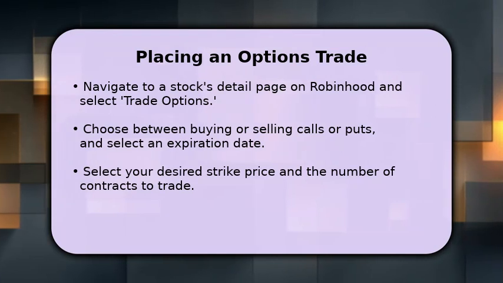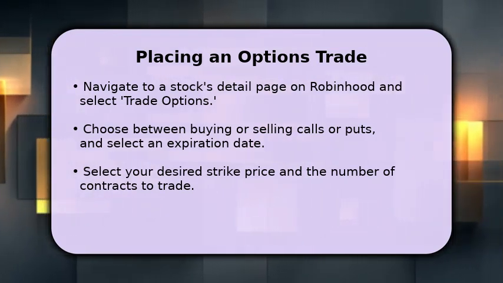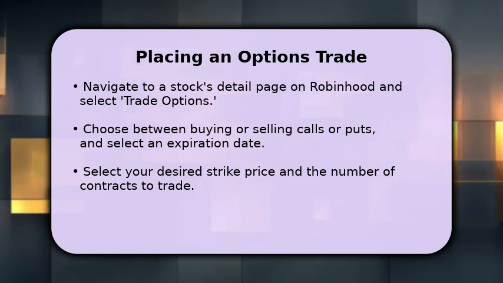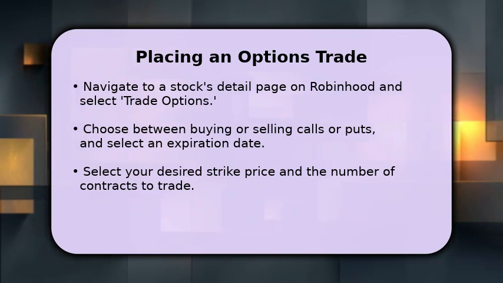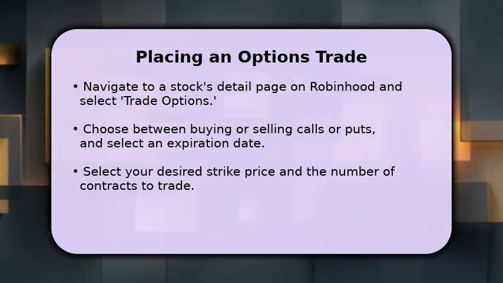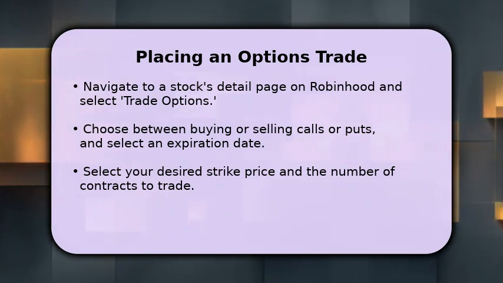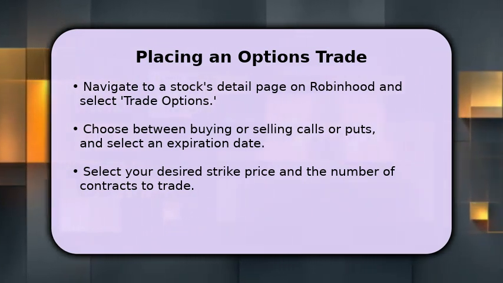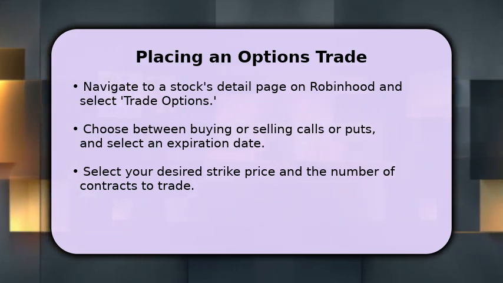To place an options trade on Robinhood, first find the stock you are interested in and tap Trade Options. Next, decide if you want to buy or sell a call or a put and choose an expiration date. Then, select your desired strike price and the number of contracts you wish to trade. Each contract typically represents 100 shares. Always review your order thoroughly before confirming to ensure accuracy and avoid errors.